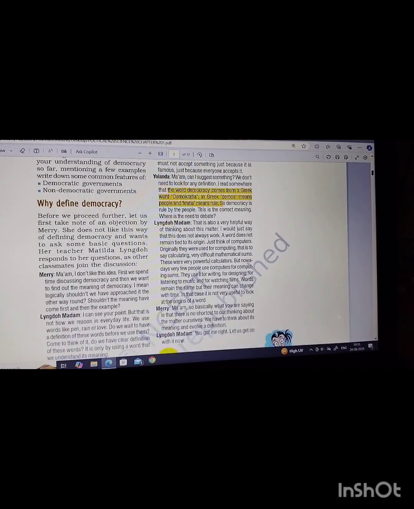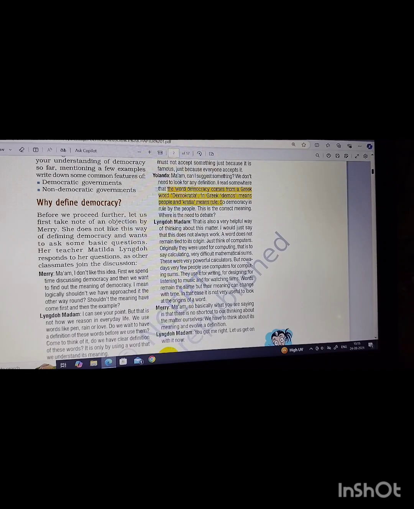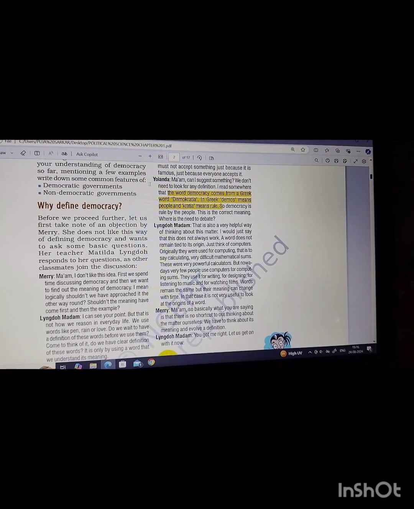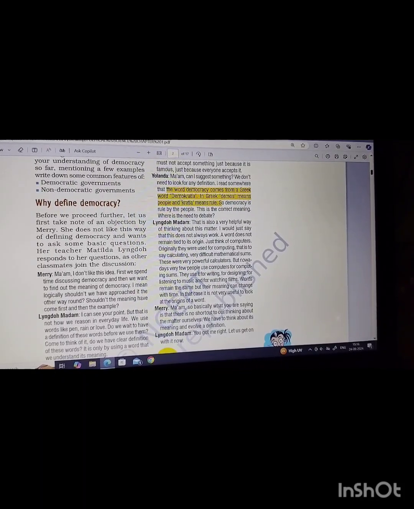So Yolanda has said we do not need any definition, because she has read somewhere that the word democracy comes from a Greek word demokratia, and in Greek demos means people and kratia means rule. So there is no need. Actually democracy is ruled by the people. So this is the correct meaning, and there is no point of debate.